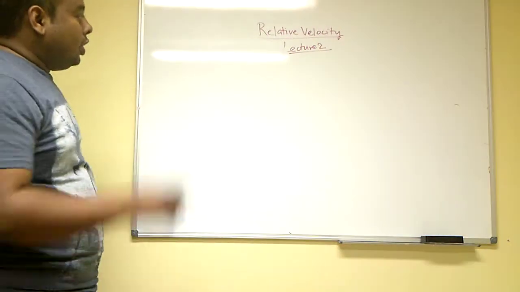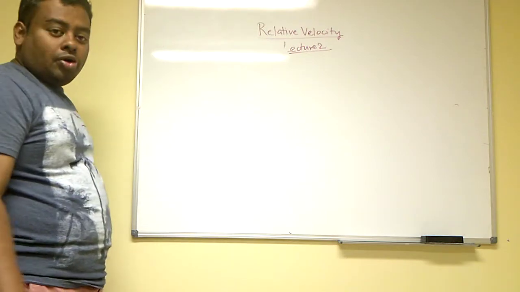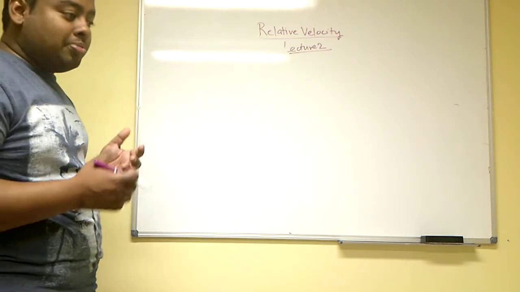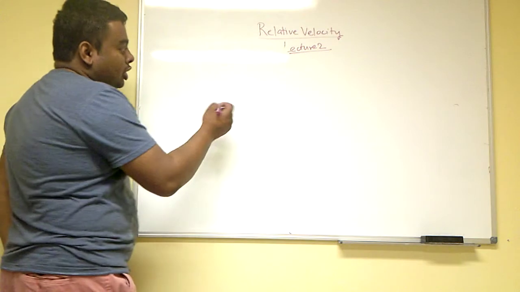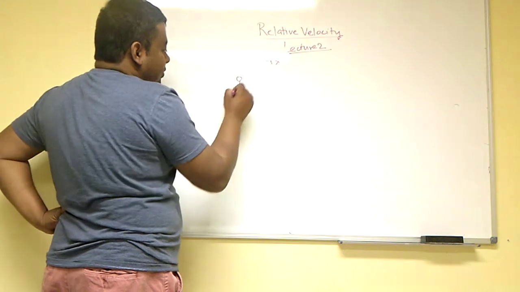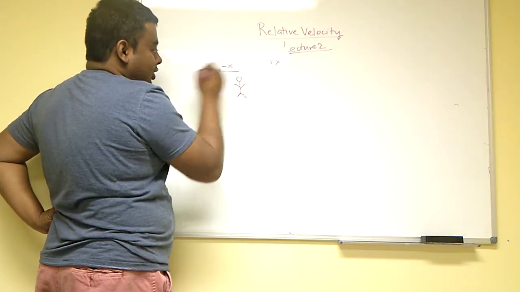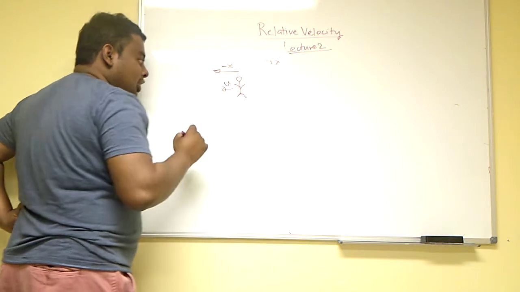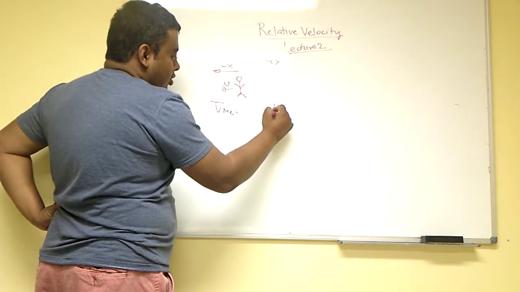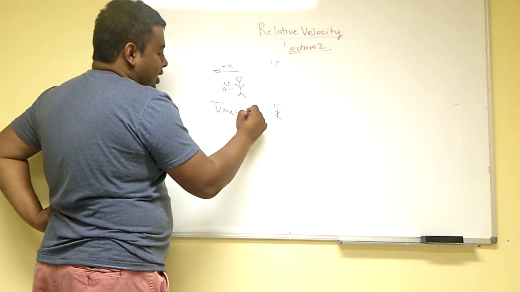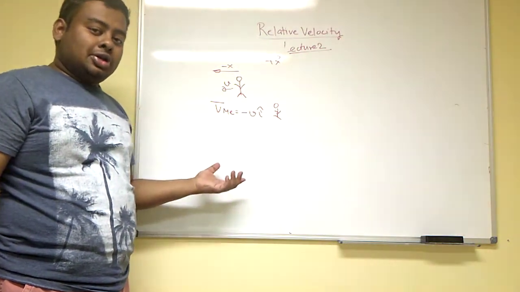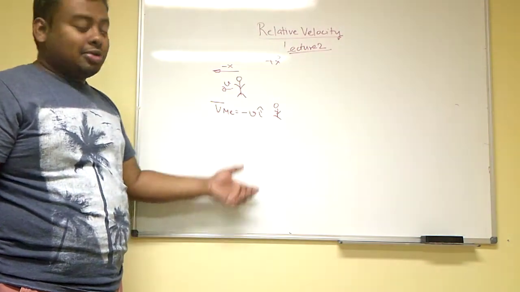So let's try and solve that particular problem where me and my wife were moving in opposite directions. If we assume this is the positive x direction and I started moving in the negative x direction at a velocity of v, then my velocity with respect to the ground observer is minus v i cap. I cap is the unit vector in the x direction, so minus i cap is the negative direction.